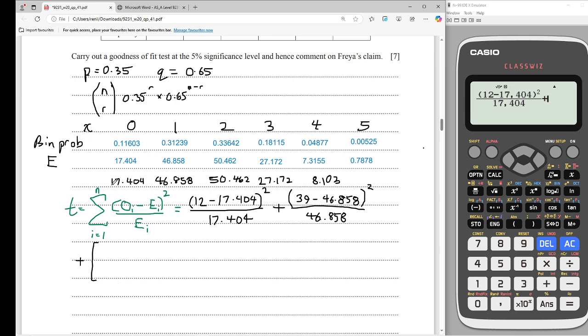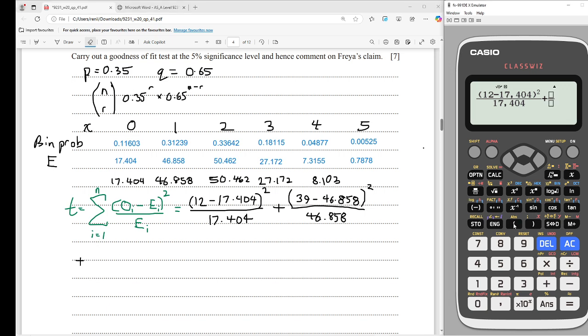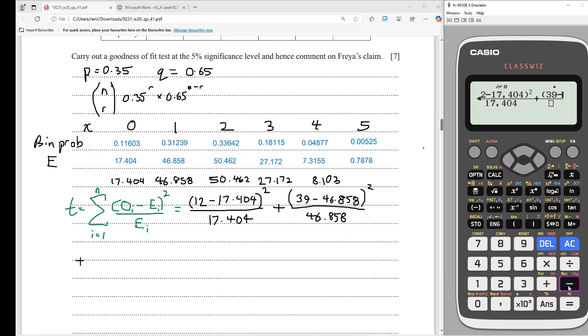So moving on, we have here the next one. We don't need a big bracket here. We can write in our calculator 39 minus 46.858 whole square divided by 46.858. Add that up with our next values.